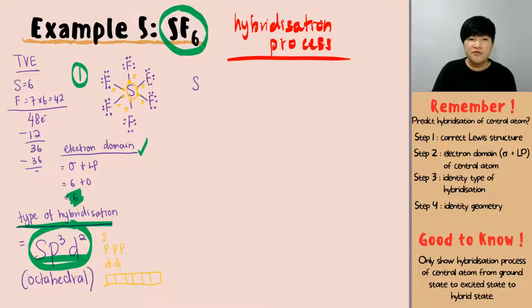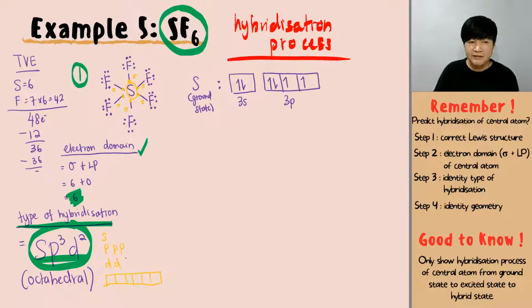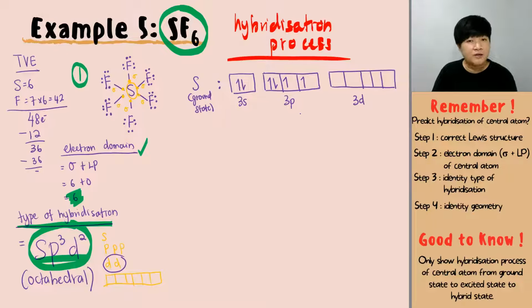Let's start with the sulfur ground state, knowing that sulfur has 6 valence electrons located in your 3s2 and also located in your 3p4. Okay? And we know that in the hybridization we are going to use D. Therefore, you need to draw the 3D that is currently at this moment empty. So you have your 3D over here, which is empty at this moment at ground state.